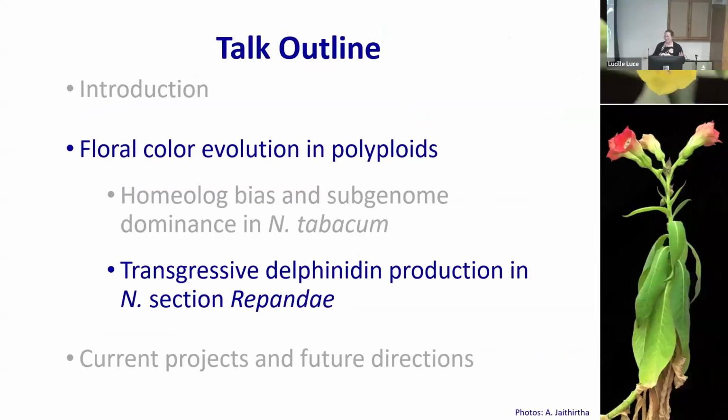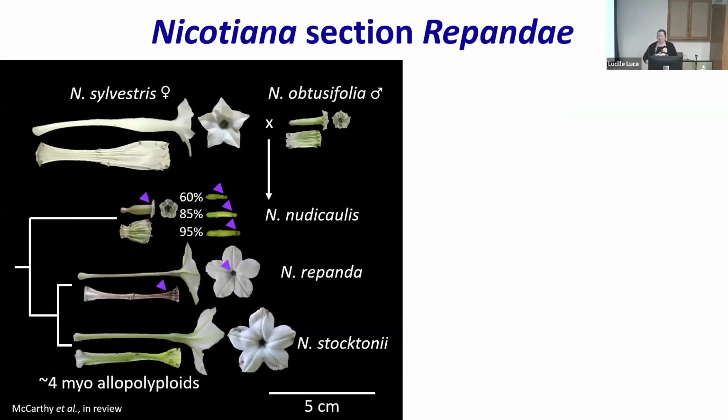All right. So let's shift gears. We're going to talk about transgressive delphinidin in these older polyploids. So here's Nicotiana, section Repandae. You've seen sylvestris before. She gets around. And then obtusifolia is our paternal parent here. And this is a single event that happened 4 million years ago that has speciated into a few different polyploids.